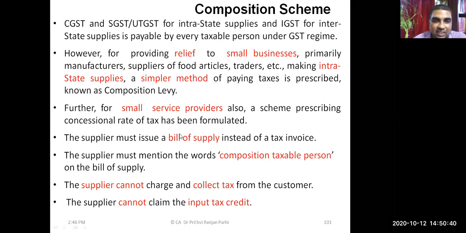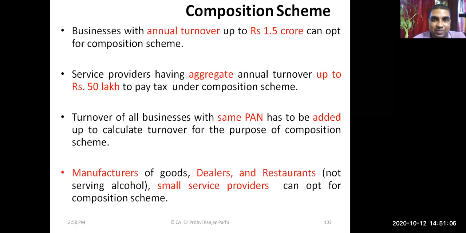As you see this slide, what supplier should issue in case of composition levy? Can you read it here? Bill of supply. Okay, and also the supplier must mention that he is a composition taxable person in the bill of supply. Supplier cannot collect GST. Supplier cannot claim ITC also. Annual turnover you already told, 1.5 crore for traders, and for service providers it is up to 50 lakh.